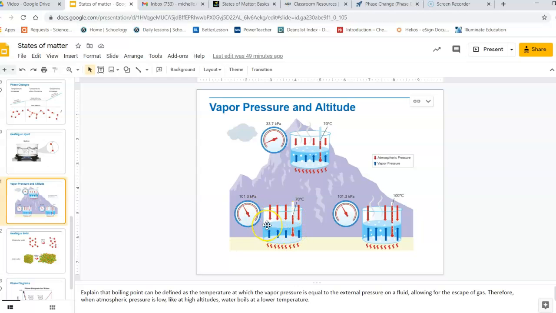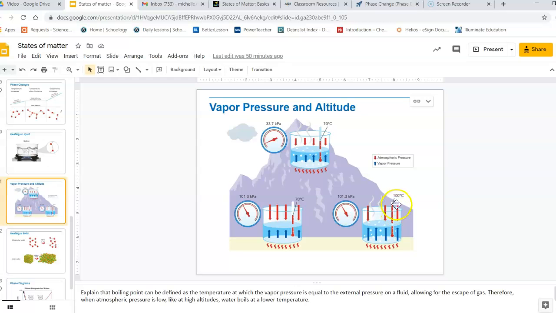So say you have a liquid at sea level, and right now there's an amount of pressure being applied to that liquid. Okay. And say this is at 70 Celsius, so it's below boiling point. So the pressure applied by the atmosphere is greater than the pressure applied by the liquid. Okay, so the liquid stays in a container.